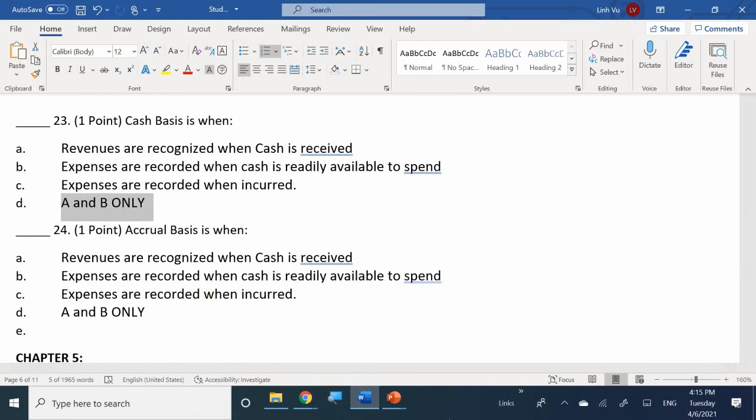All right, question number 24. Okay, accrual basis is when... C. When the expense has been incurred, right? Regardless of whether you received cash or not. The other two are strictly when cash is present. Okay? So C is the correct answer for this.